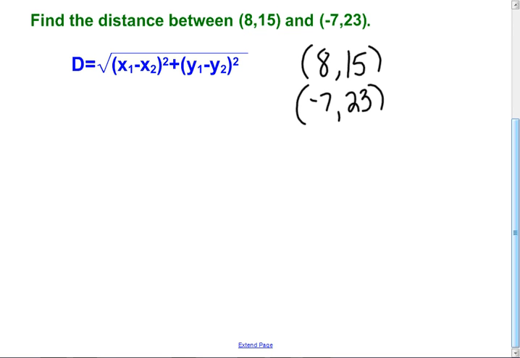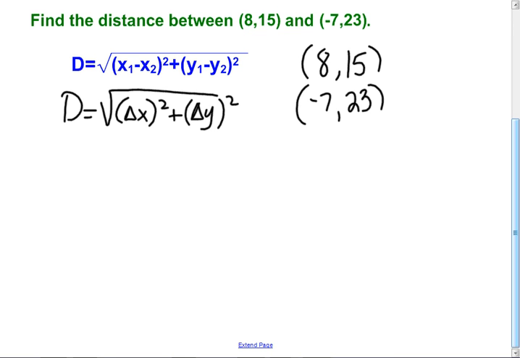By the way, another way to write distance here is that's the change in the x values. And that's the change in the y squared. That's another way to write the formula. x1 minus x2 is the change in the x values. y1 minus y2 is the change in the y values. Okay. I am not going to use that formula. I'm kind of going to do this one.